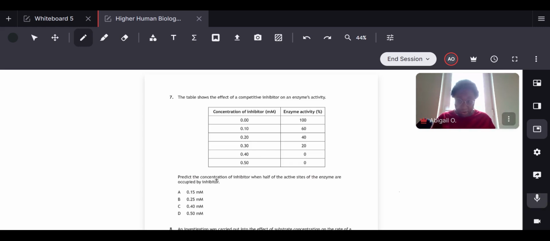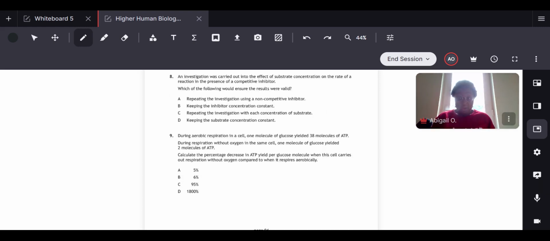We're being asked to predict the concentration of inhibitor when half of the active sites of the enzyme are occupied by the inhibitor. Well, if half of the active sites are occupied, we're thinking that enzyme activity is going to be roughly 50%. So let's look at our enzyme activity column, and let's see where we'd find 50%. 50% would be between these two values here, between 60 and 40. If we look at the concentration of inhibitor, that's 0.10 and 0.20. So we're looking for a value that's slap bang in the middle of these two values, and that's going to be 0.15.